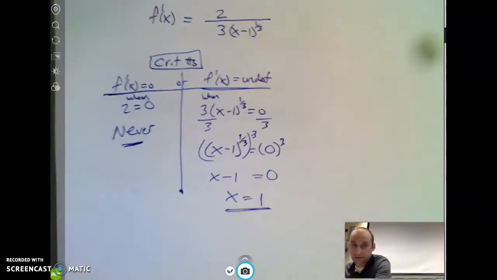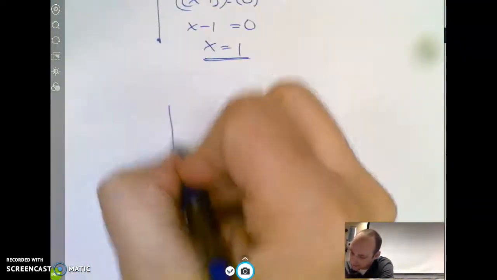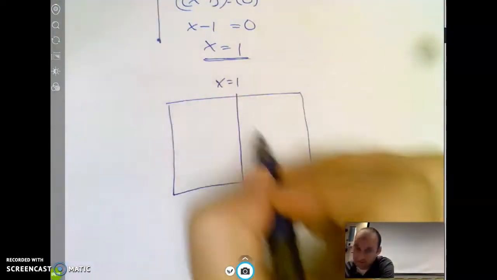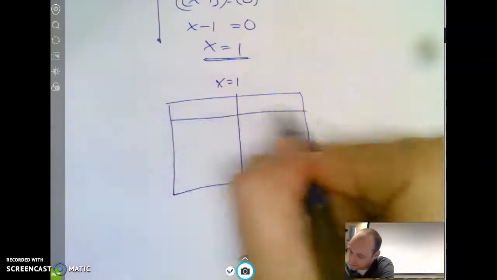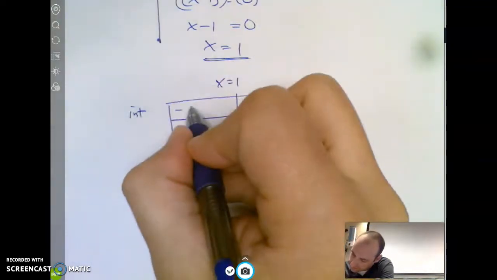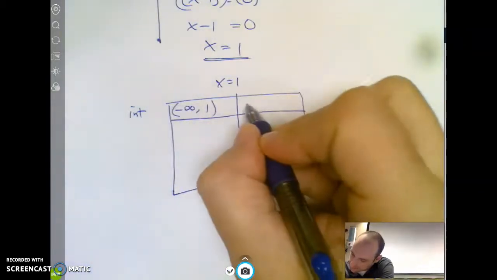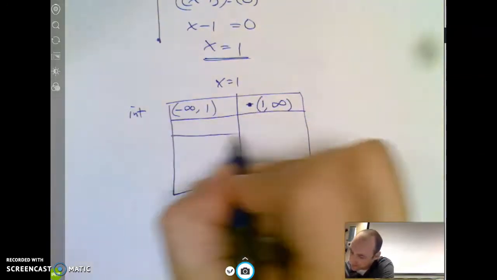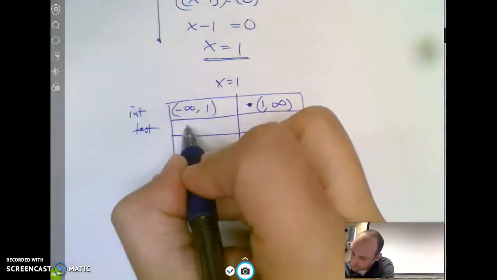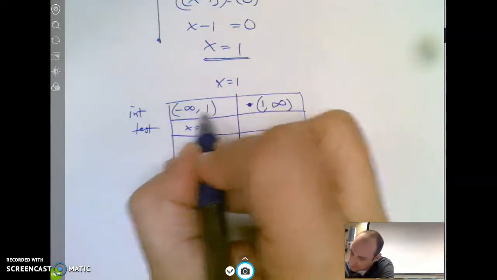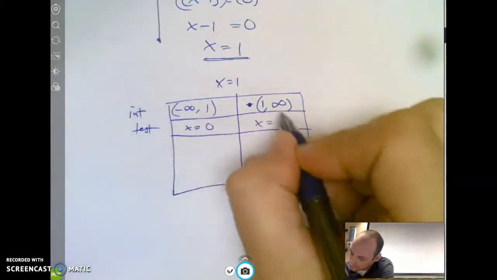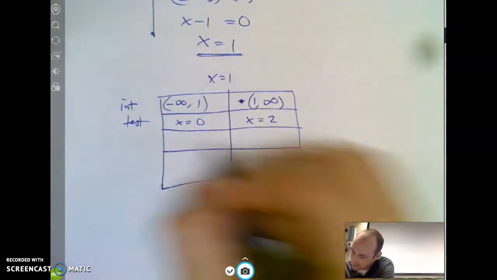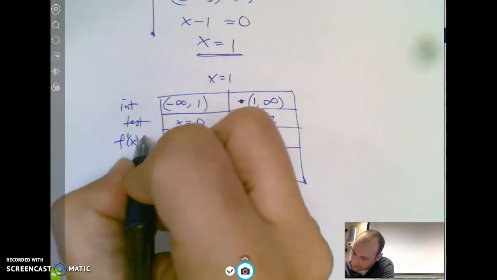That means good news. My graph, or my table, only splits at one spot. So it doesn't have to be as big as last time. You'll see sometimes you'll have it split once, sometimes you'll have it split a bunch of times. Interval, negative infinity to 1, and, whoops, 1 to infinity. Now I pick a test point. Hopefully you're getting pretty good at this. I want to pick any number between negative infinity and 1. How about 0? And a 2. Right? Pick small ones.